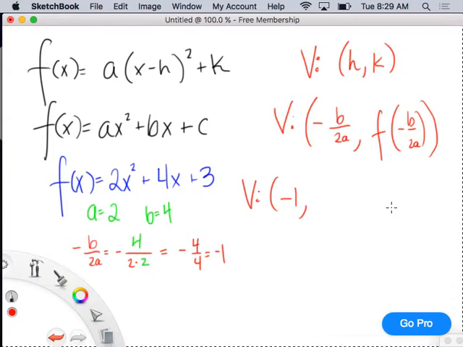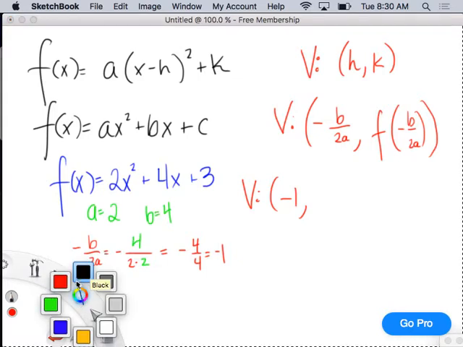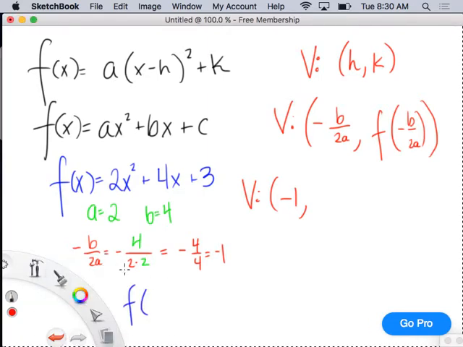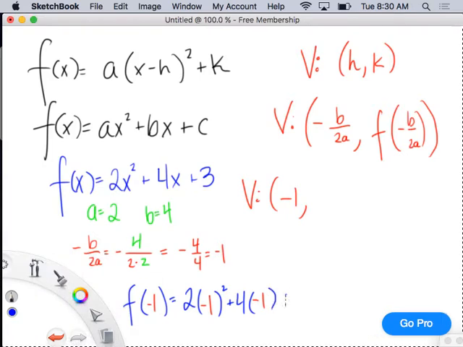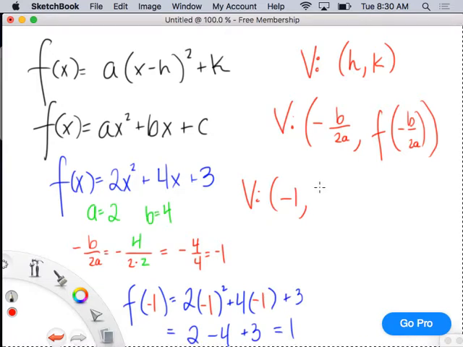All right. So now that I've got the negative b over 2a, what do I do with that value to get the y value? I plug in negative 1. So I do f of negative 1, which equals 2 times negative 1 squared plus 4 times negative 1 plus 3. Negative 1 squared is 1, so this is 2. Negative 1 times 4 is negative 4. 2 minus 4 is negative 2, plus 3 equals 1. So there you go. Just plugged it in, and my vertex is at negative 1, 1.